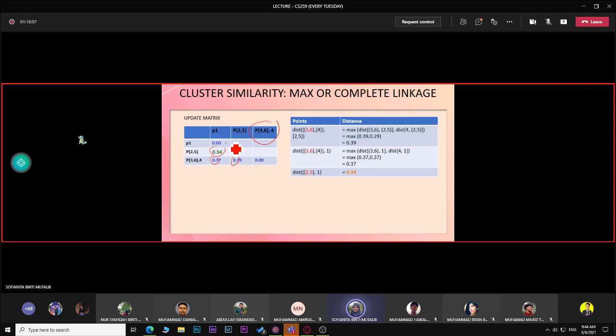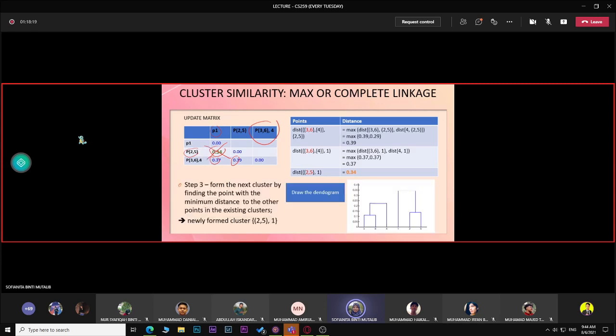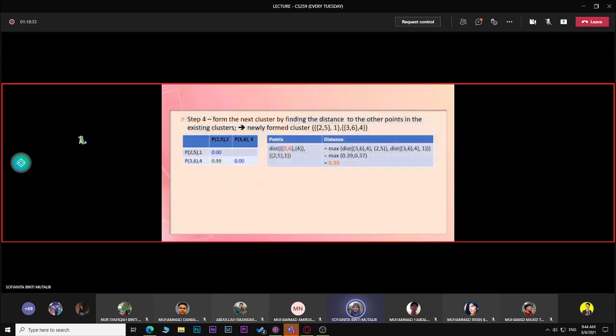Okay, and we choose this one because it shows the lowest. It means 2, 5 will be merged with 1, and it will form a new cluster like this. Right, and after here now we have 2 clusters. We can merge it, and we will produce a new 2 clusters only here.